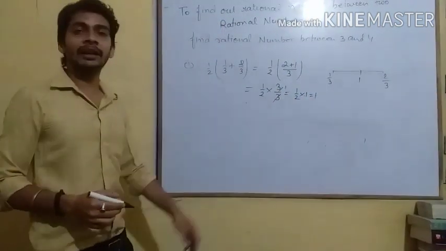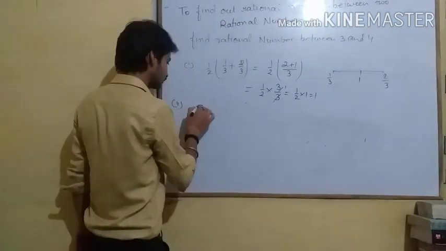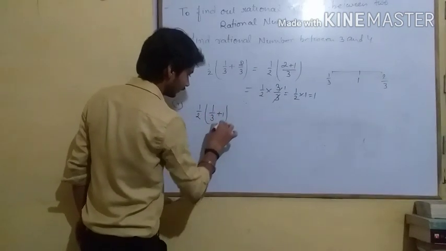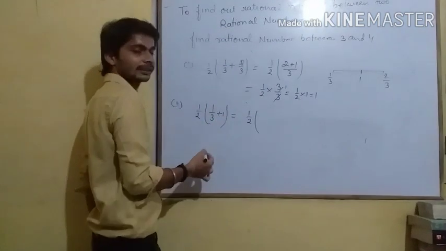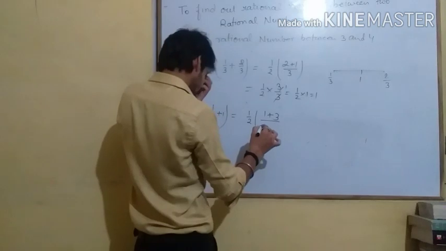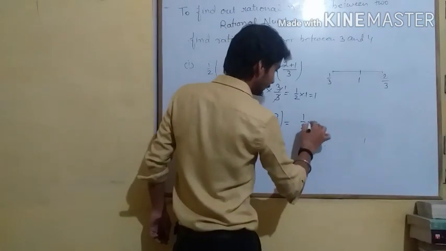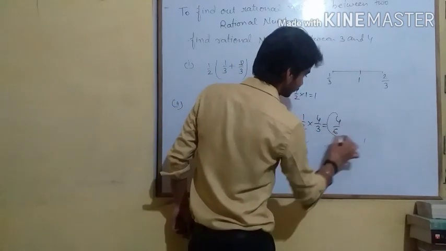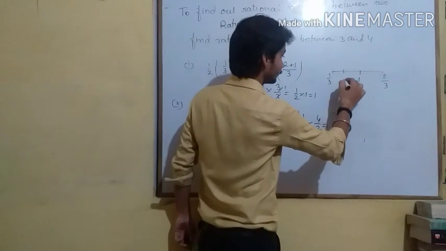Now again find the second value with 1 by 3 and 1. 1 by 2 in the bracket (1 by 3 plus 1), and we get here 1 by 2 in the bracket, the LCM of 3 and 1 gets 3, then (1 plus 3) upon 3 is equal to 1 by 2 multiplied by 4 by 3, and it gives 4 upon 6. This is your second rational number between 1 by 3 and 2 by 3.